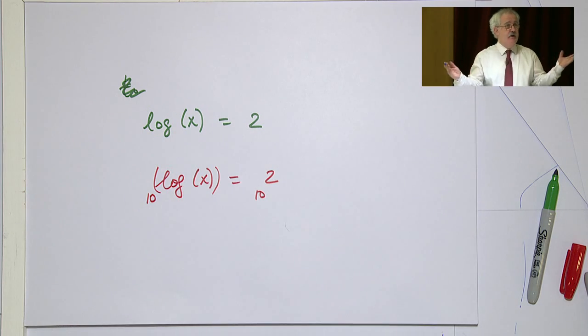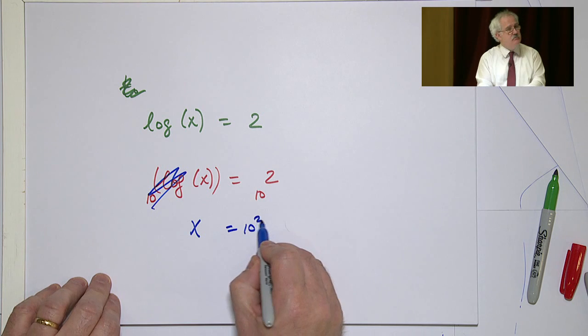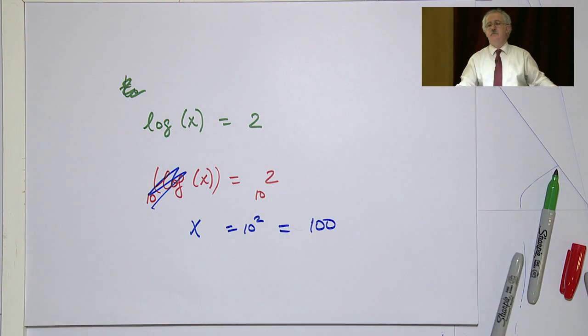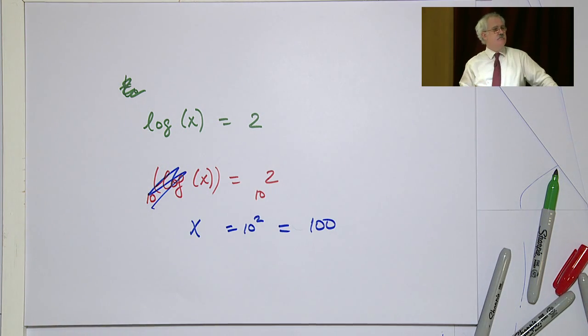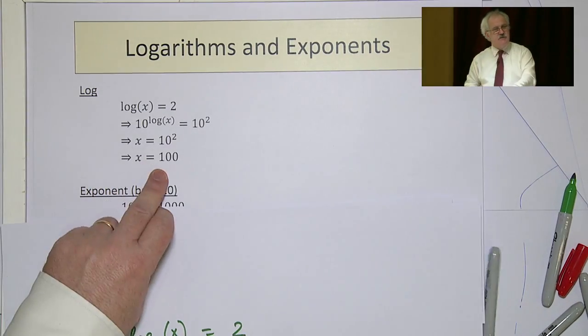It just calls it x. x is 10 to the power of 2, which is 100. It just wipes it. Is that okay? So there's our x is 100.